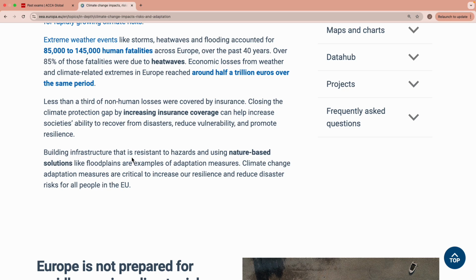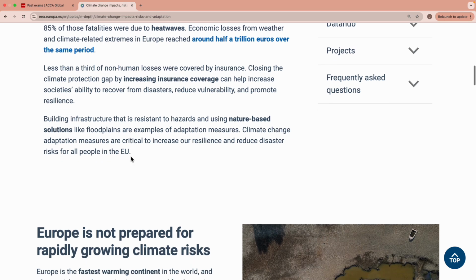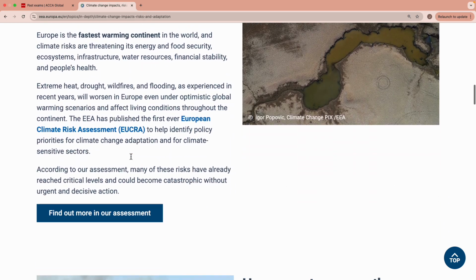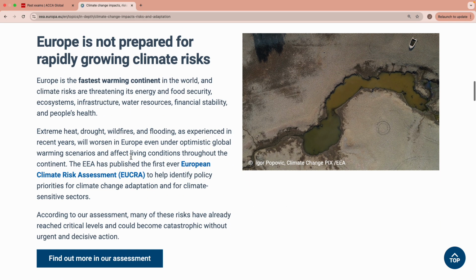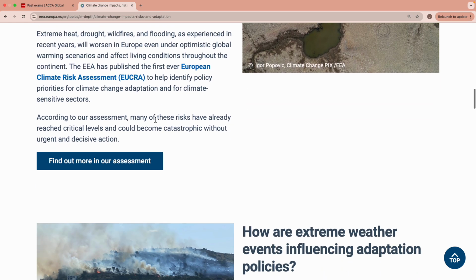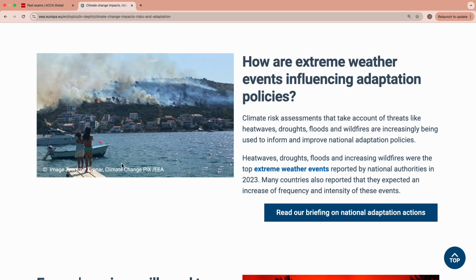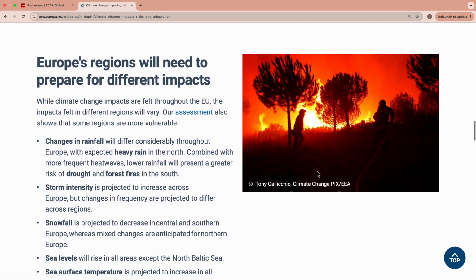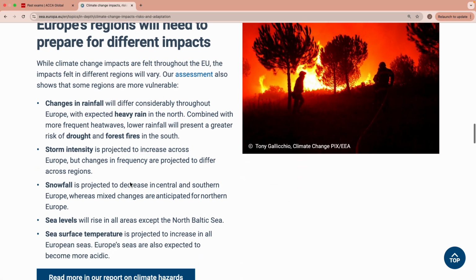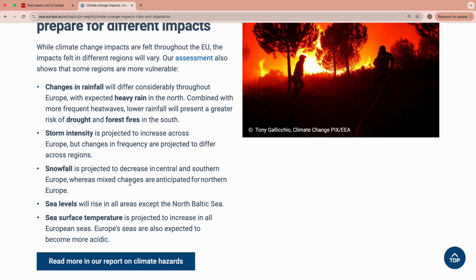Okay? So, building infrastructure that's resistant to hazard and using nature-based solutions, that might be one. So these are all the risks that they are looking at. Europe is not prepared for changing climate risk. Don't worry, Malaysia is 100% not prepared. We are not prepared. So they do talk about policy changes and all that. Europe regions will need to be prepared for different impact. These are the impacts: sea level, sea surface temperature, then you got snowfall. Malaysia doesn't have snowfall, we don't need to worry about snowfall.